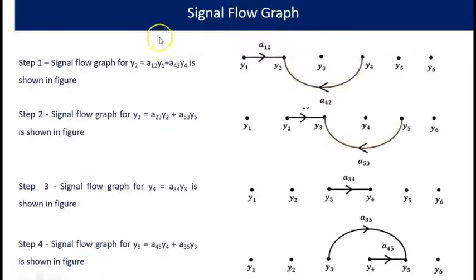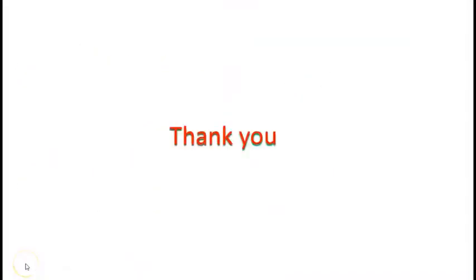Just look at the equations and connect all the nodes according to the equations. First mark all the nodes, then connect all the branches using these gains. In the next class, we can study Mason's gain formula, which is used to find the overall transfer function of a system.